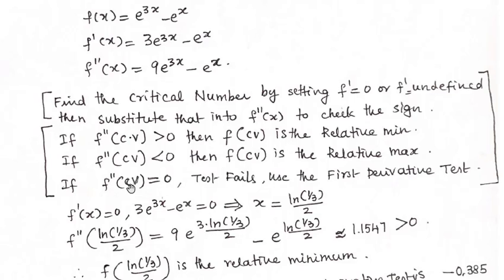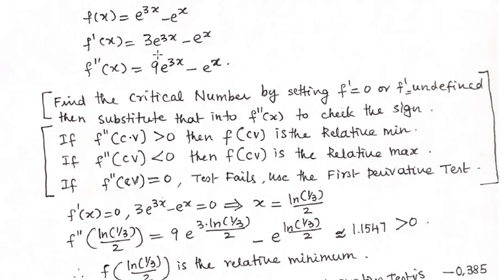If f double prime at the critical value is equal to 0, then the test fails and we cannot conclude anything from that. So use the first derivative test to check whether there is a relative minimum or relative maximum.